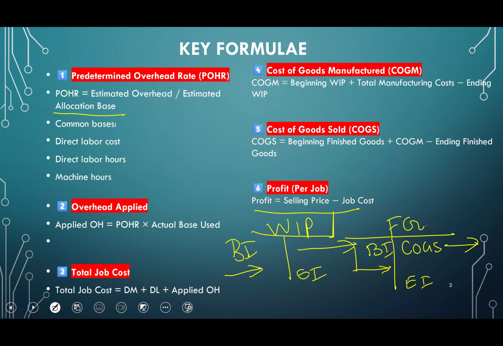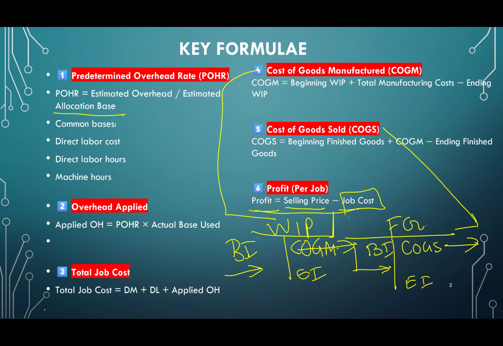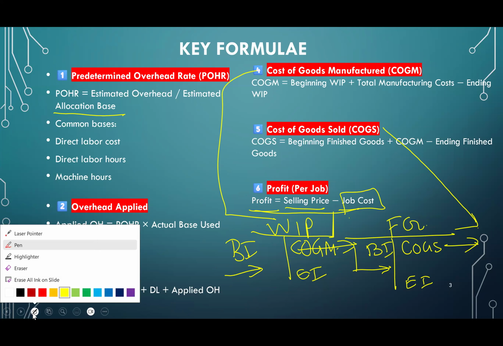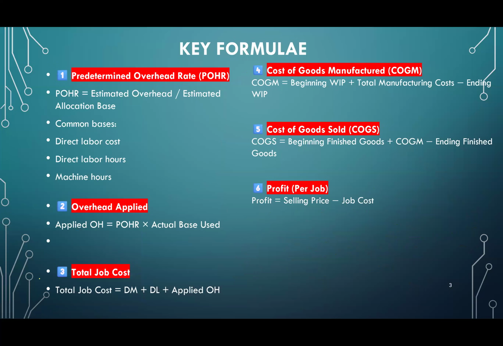So this number is cost of goods manufactured, which is the formula here. And this is cost of goods sold, which is the formula here. So profit basically is whatever is your revenue minus job cost or cost of goods sold, whichever way you would be given in the question. Interpretation should be the same.